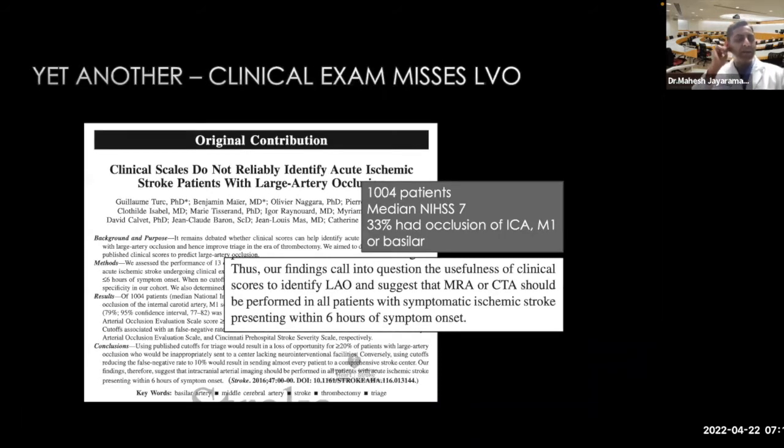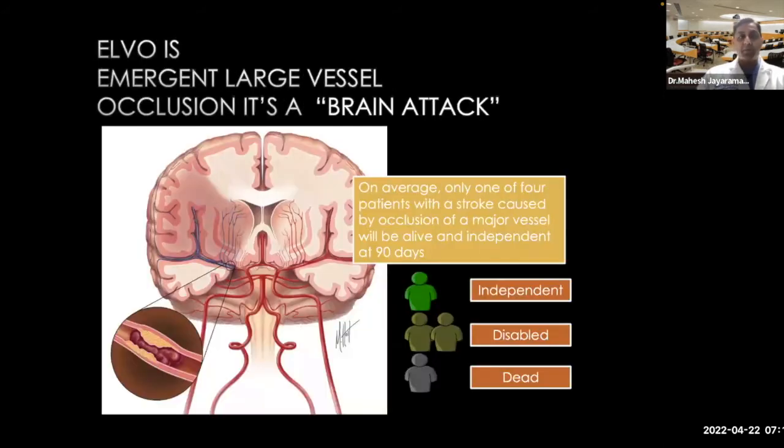Here's another one that was a larger paper that looked at this and basically says that if you have patients, it's a 1,000 patient cohort with a median stroke scale of 7. So those are moderate symptoms. A third of these patients had an occlusion of the ICA, the M1, or the basilar. So these are big, important vessels. And their conclusion was that it calls into question the usefulness of clinical scores to identify large vessel occlusion and suggests that MRA or CTA should be performed in all patients with symptomatic stroke. And I agree, that's very important.